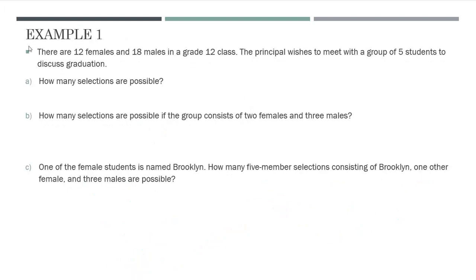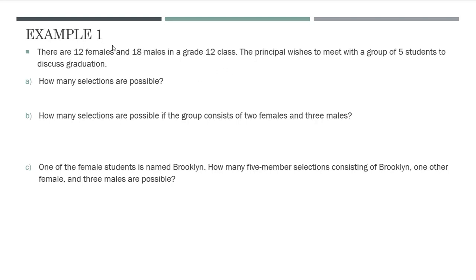Example 1. There are 12 females and 18 males in a grade 12 class. The principal wishes to meet with a group of 5 students to discuss graduation. How many selections are possible? Again, first question, does order matter? Does it matter which one is drawn first, like out of a hat? No. It just matters that we have 5 students. It doesn't even matter if they're male or female right now. So that's going to be a combination question.